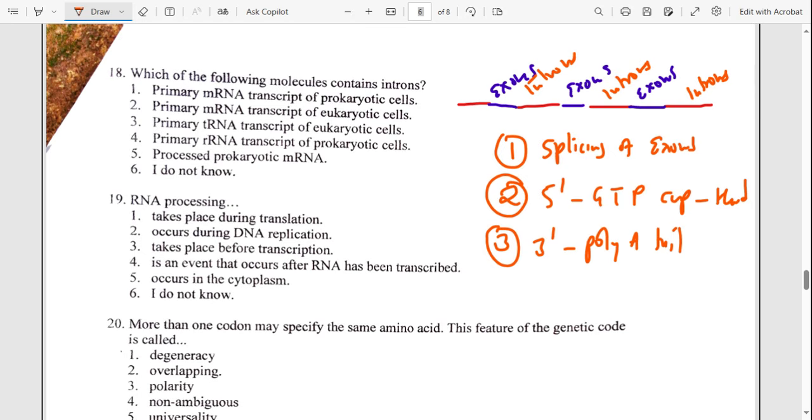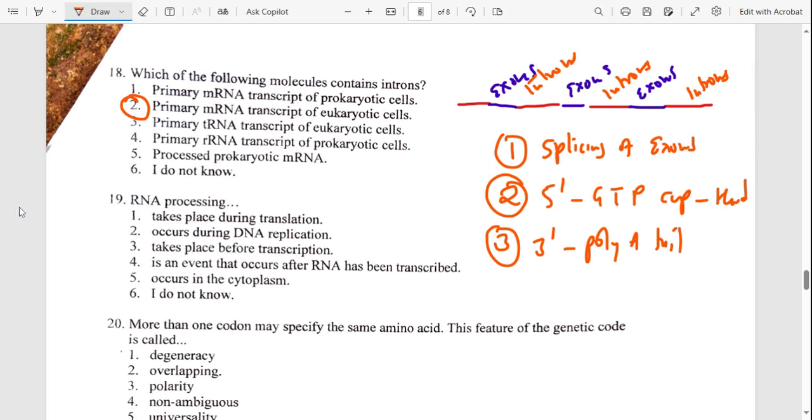Which of the following molecules contain introns? Primary mRNA transcripts of prokaryotes, primary mRNA transcript of eukaryotic cells, primary tRNA transcript of eukaryotes. First you need to know it's mRNA, and it is the mRNA of a eukaryotic cell, which will undergo these modifications.